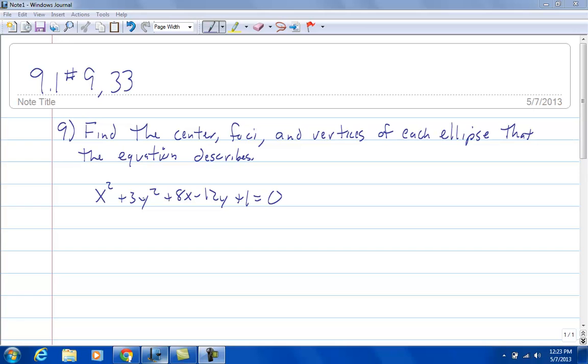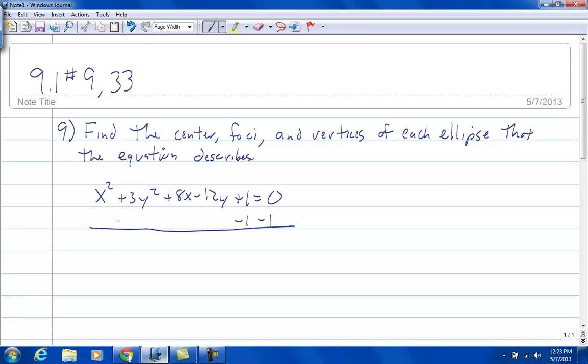Hello, I was asked to do a couple problems here for 9.1 in Math 127. The first one says to find the center, foci, and vertices of each ellipse. There's only one ellipse in this problem, that the equation describes: x squared plus 3y squared plus 8x minus 12y plus 1 equals 0. So the idea here is we have to complete the square. I'll start by subtracting the 1 from each side.